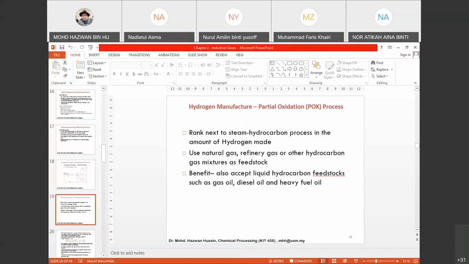Right. So next, it ranks next to steam hydrocarbon reforming in the amount of hydrogen gas made. It uses natural gas, refinery gas, or other hydrocarbon gas mixtures as a feedstock. The benefit is it also accepts liquid hydrocarbon feedstock such as gas oil, diesel oil, and heavy oil. This is part of the advantages of using the partial oxidation process, whereas for the steam reforming process, you cannot use liquid hydrocarbon. Mostly the types of hydrocarbon used are very light and mostly gases.